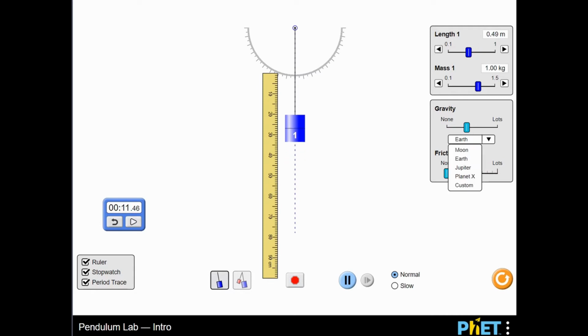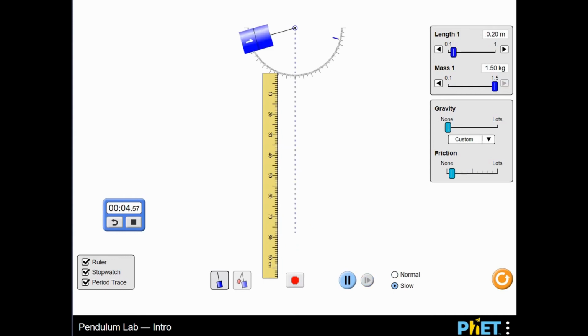You can customize all the inputs by selecting specific buttons on the settings for the simulator to experiment with different scenarios. You can lengthen the string of one or both pendulums, increase the mass, change the gravity based on different planets, or alter the friction, and watch what happens. Use the stopwatch to time the experiment and the ruler to measure the change that took place.